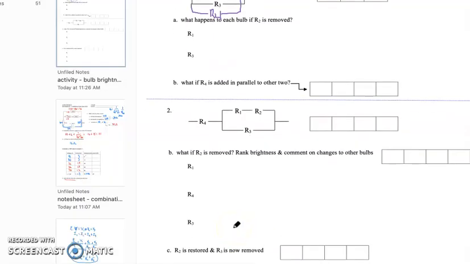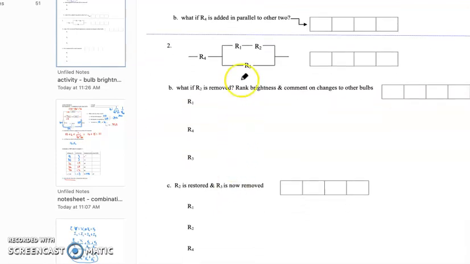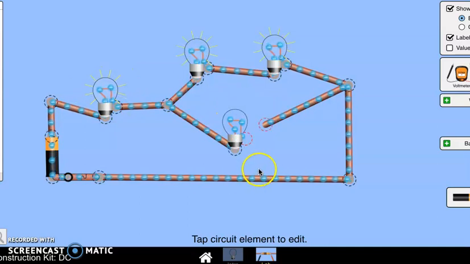Okay, so R2 is restored as before. Everything is like it was. And now we're going to remove R3. Just unscrew it. Do the rankings and write what the changes are. Okay, so here is the original circuit with R4 brightest, then R3, R2, and R1. Now I'm going to disconnect R3. And what do we see happening?